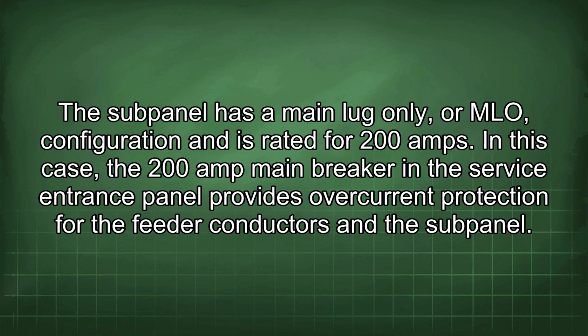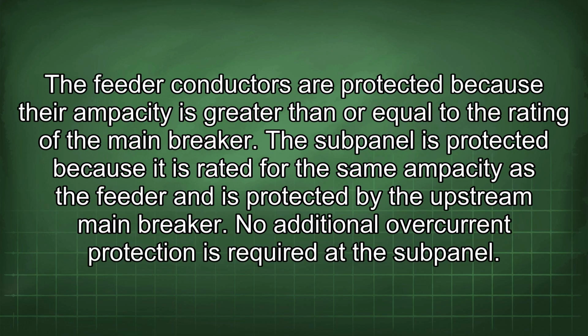In this case, the 200 amp main breaker in the service entrance panel provides overcurrent protection for the feeder conductors and the subpanel. The feeder conductors are protected because their ampacity is greater than or equal to the rating of the main breaker. The subpanel is protected because it is rated for the same ampacity as the feeder and is protected by the upstream main breaker. No additional overcurrent protection is required at the subpanel.